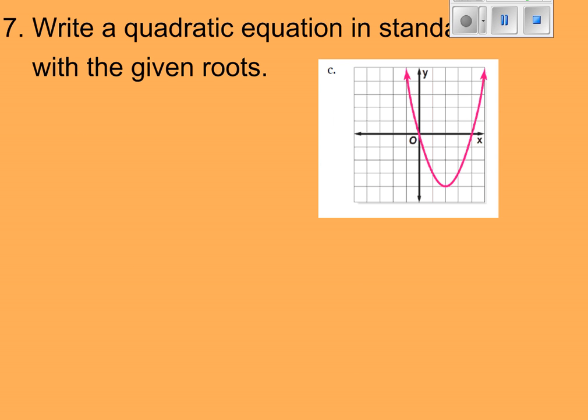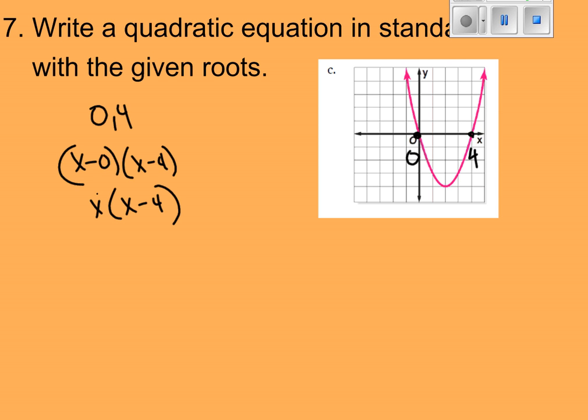All right, so write a quadratic equation in standard form with the given roots. So we gave you the roots, now pick off the roots. So if I've got 0, I've got 4. So what does 0 look like? Well, 0 and 4 are my roots, so that's like x minus 0 and x minus 4. Well, x minus 0 is just x. So let's distribute this and make life easy on ourselves. So x squared minus 4x equals 0. There is my standard function.